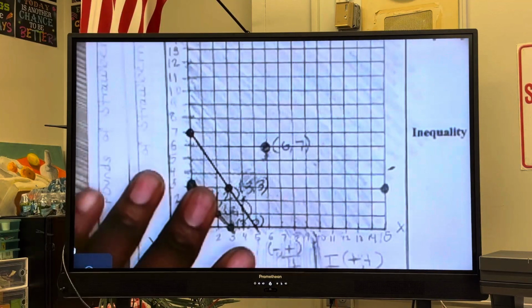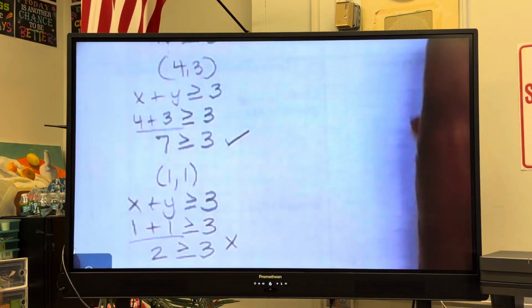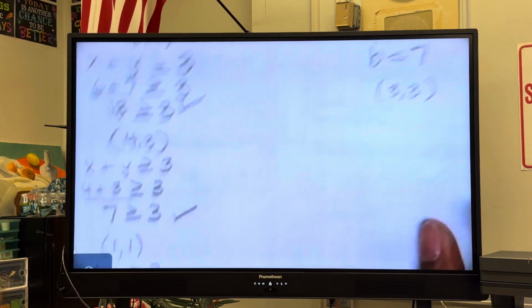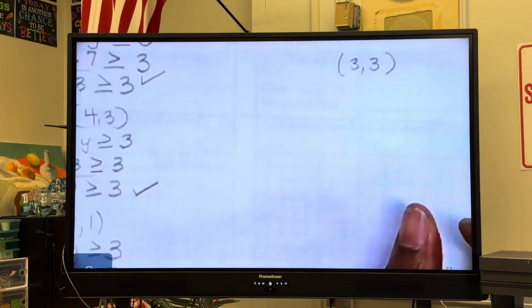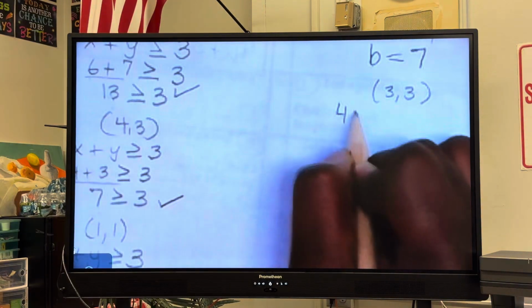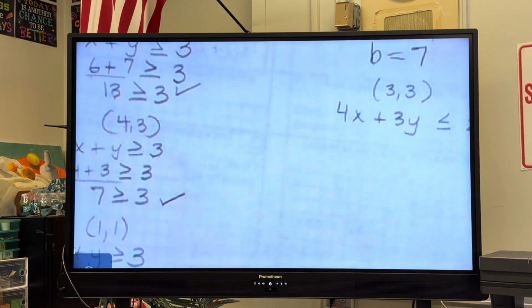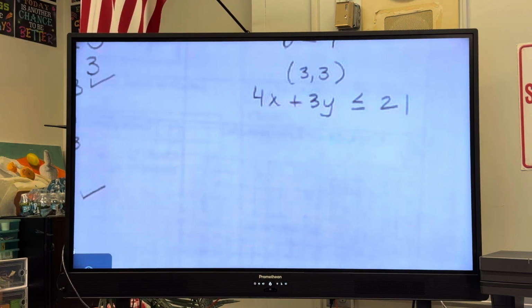Let's check 3, 3 on the back. Turn it over. Let's test 3, 3. Why are we doing this? We're trying to see if the points on the line actually make the sentence true. If it do, then that means we should have had a solid. We did have a solid line. That was correct. If it doesn't, that means we should not have a solid line. All right, so let's go. We got 4x plus 3y. Stay with me, Nate. Is less than or equal to 21. What am I going to write, people?